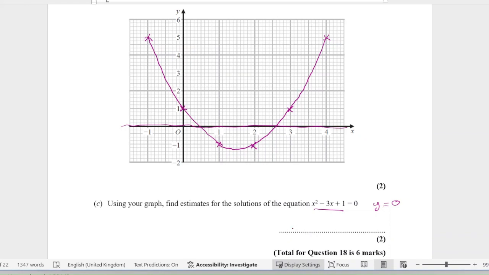minus 0.4 and 2.6. Let's just write that a little bit better. So x is going to be equal to minus 0.4, or x is going to be equal to 2.6.